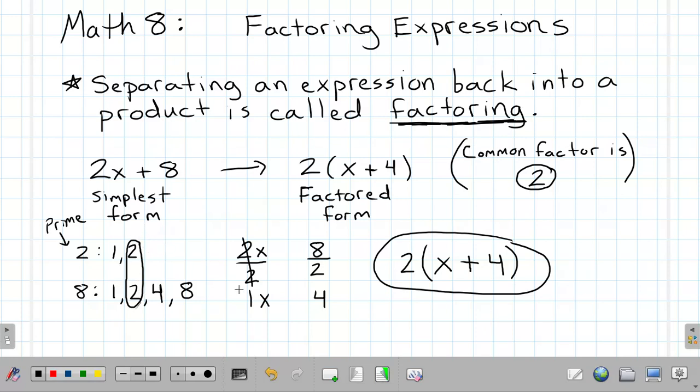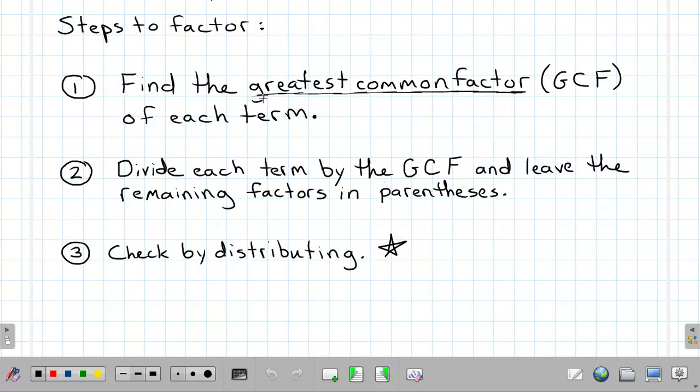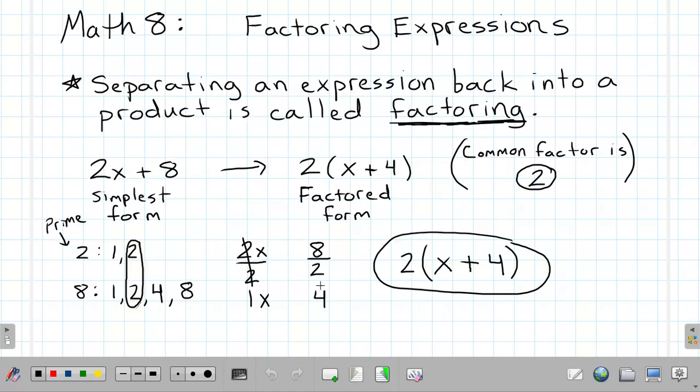And that in this case was 2. So that was the first step that we did right there. We found the greatest common factor. The next step is to divide each term by the greatest common factor, and then leave the remaining factors in parentheses. So what that means is what we just did right here.